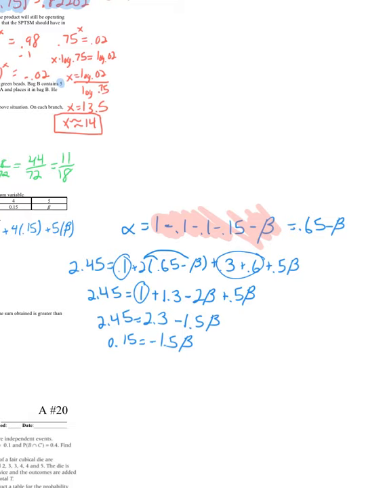Unless I did some math incorrect somewhere along the way, which is possible. I'm going through it kind of fast, sorry. Why is it 0.5 beta? Why is this 0.5 beta? Oh, sorry, it should just be 5 beta. You're right. Sorry. I don't know where the 0.5 came from. It's 5 beta over here, so yeah, it should be a 5 beta.